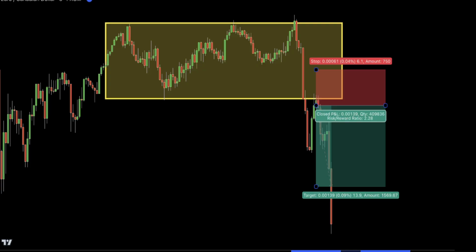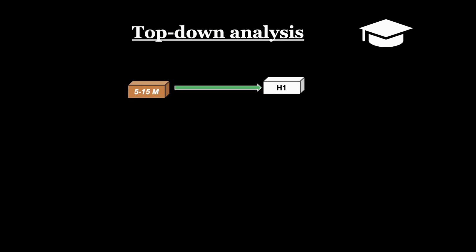This strategy works on all time frames, but to truly master it, you've got to pair it with multi-time frame analysis. Let's break it down. Scalpers trading the 5-minute or 15-minute charts.